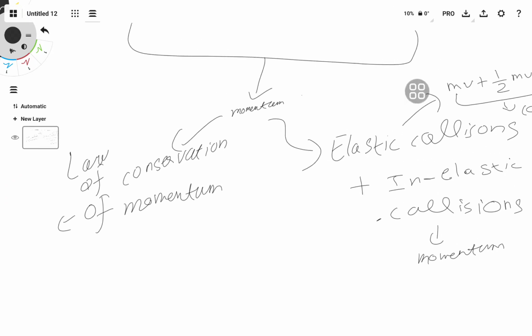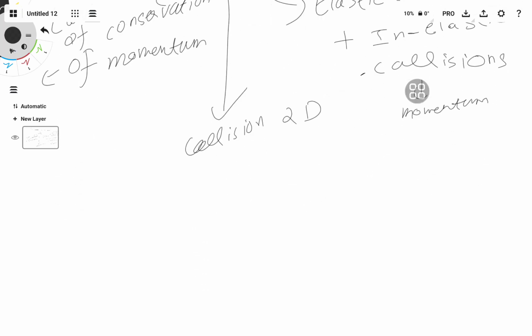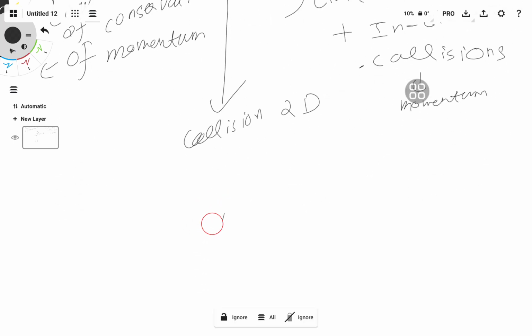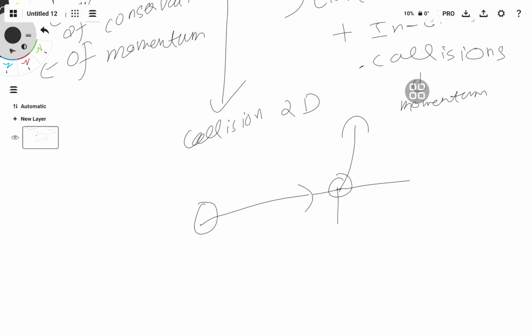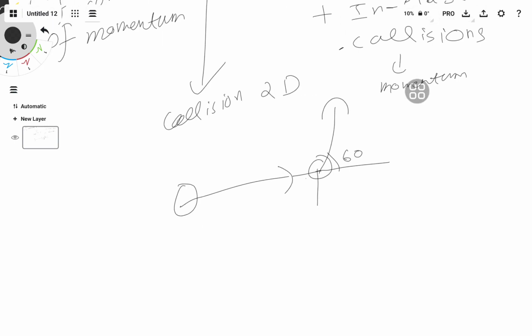So basically we have these two, then we have momentum in collisions in 2D, where we have to use vectors to find the total resultant momentum of a collision. If a body hits another body like this and it moves here, and this is 60 degrees, we will use resolution of vectors using sin and cos.